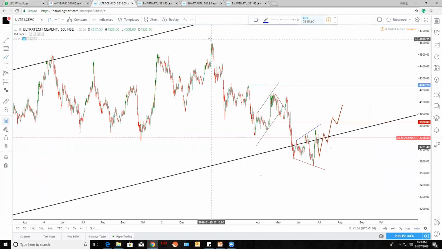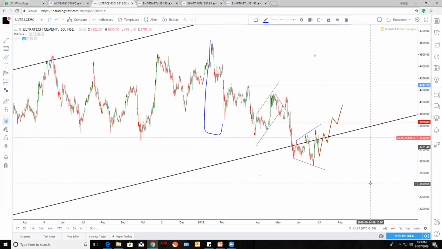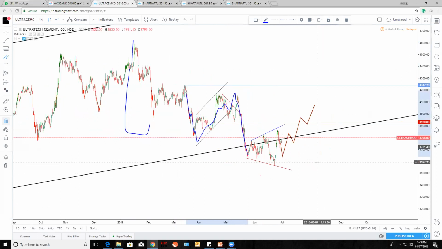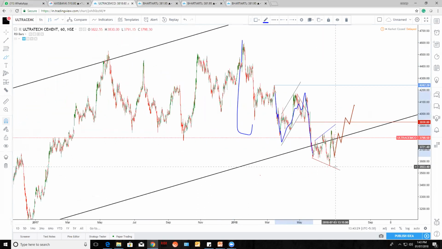See this part, it's a zigzag. Agree with me? And after that, this type of correction, I'm telling you, it's a flat. Agree? After that, there is an expanding triangle. I'll just try to remove these.